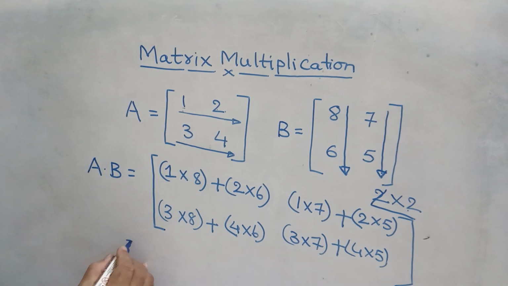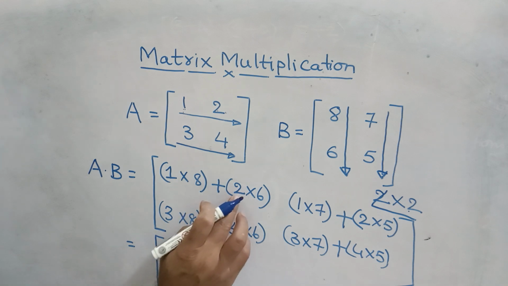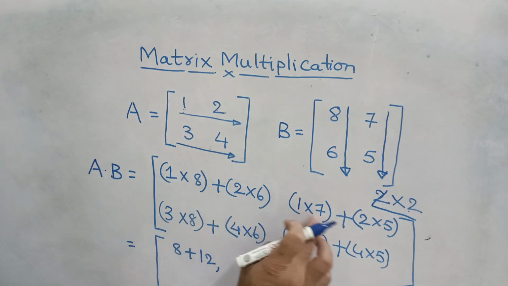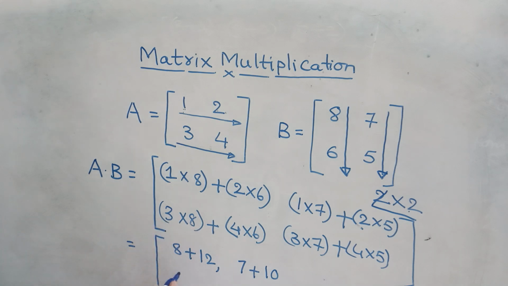And therefore this implies how much? What is the resultant now? Tell me. 1 into 8, how much? It is 8 plus 2 into 6, 12. Am I correct? 2 into 6, 12. Okay. And this is the first element. Coming to the second, 1 into 7, 7 plus how much? 2 into 5, 10. Right? 3 into 8, 24 plus 4 into 6, 24. 3 into 7, 21 plus 4 into 5, 20. Clear? Almost all is done.